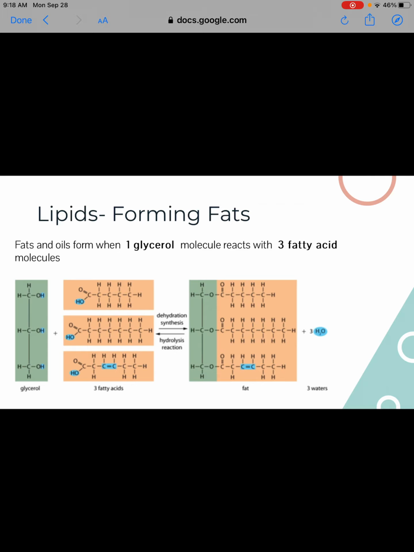When they're combined together, as they are in the picture on the right, that is called a fat. In our body, we need to break those fats down back into their glycerol and fatty acids. We need to do a hydrolysis. So we're going to talk about how our body can break down into those 2 simple compounds, a glycerol and fatty acid.